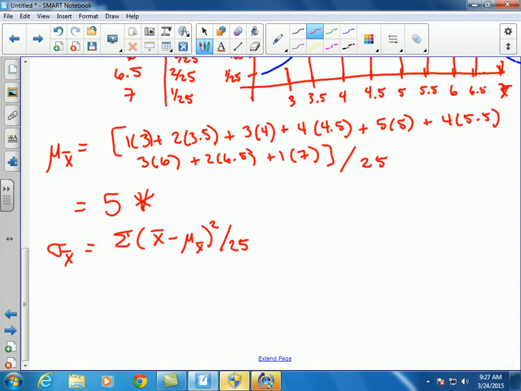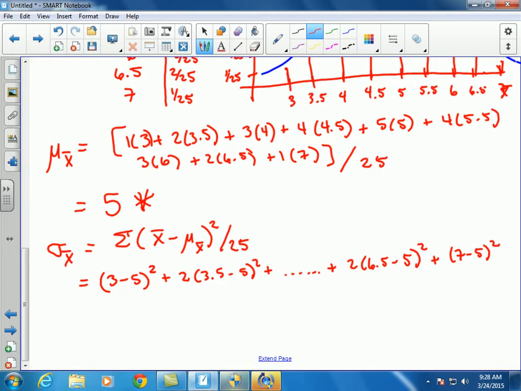So here, if we do this formula, I'm going to show you part of it, right? You have 1 x bar that is 3, and you take away the mean 5, and you square it. And then you have 2 of those 3.5s, and you take away the mean 5, square it, and so forth, until you get to the other end when you have 2 of the 6.5 minus 5, squared, and then you add to it the 1, 7 minus 5 squared. Okay, so that's adding it all up, and then you divide all those sums after you find them by 25.